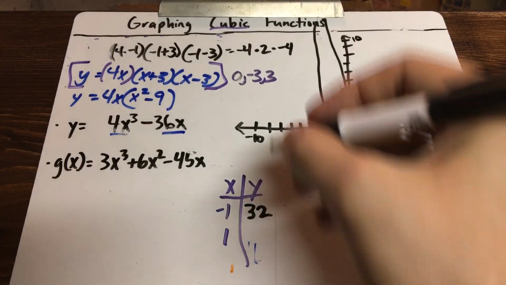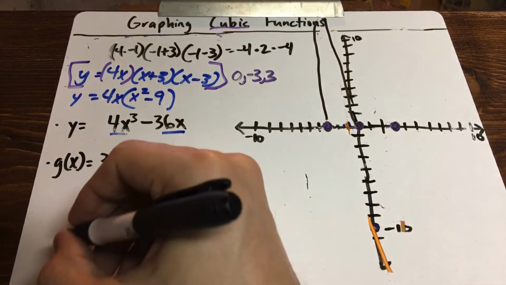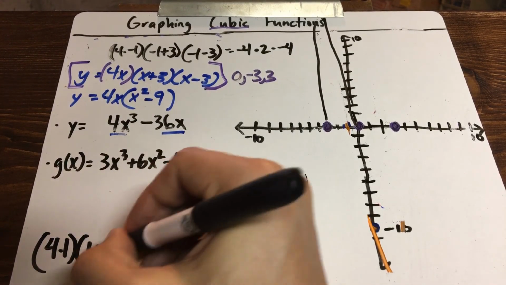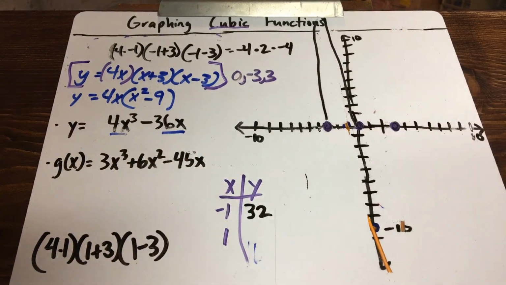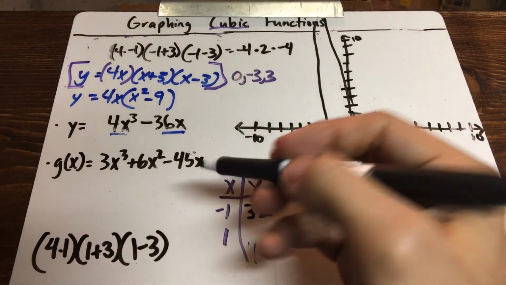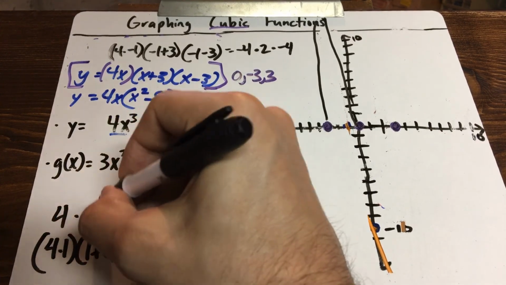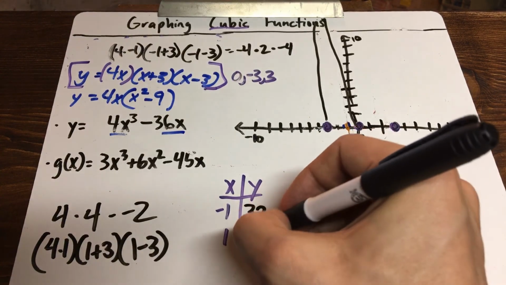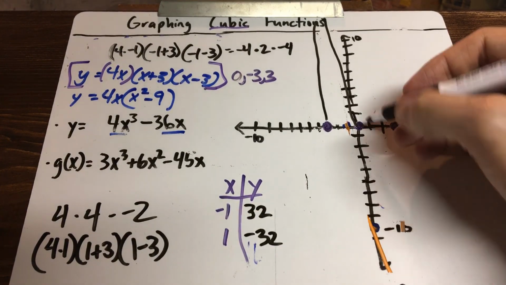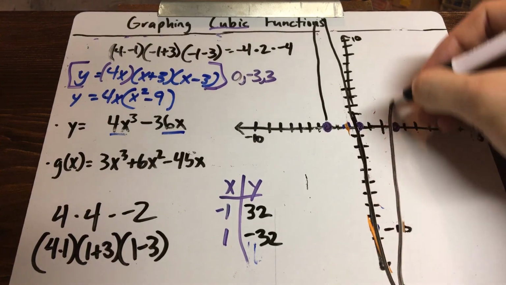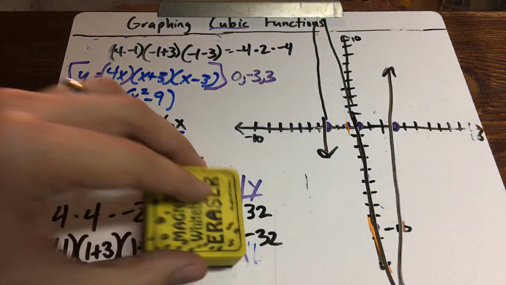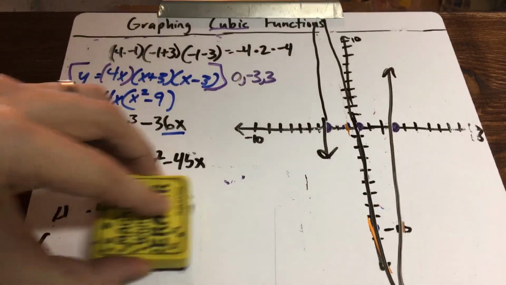And then if I took positive 1 and put it in there, I'm going to write down below. That would be 4 times 1, 1 plus 3, and 1 minus 3. And that would give me, let's see, that would be 4 times negative 2. That would be negative 32. Holy cow. This thing goes way up and then it goes way down, right? And so I'm going to draw it like that, but that's like way off my graph. Okay? That one went way off my board. I apologize for that one.